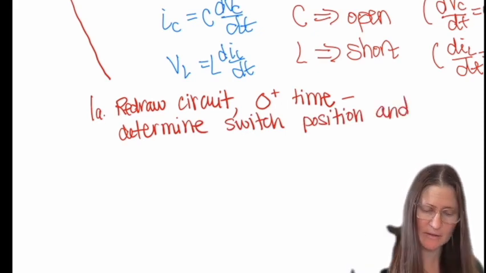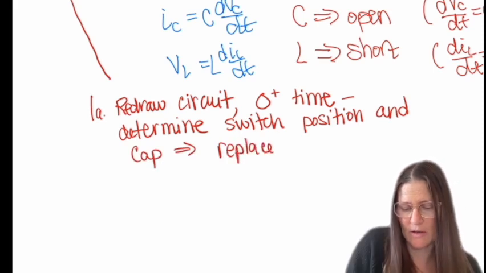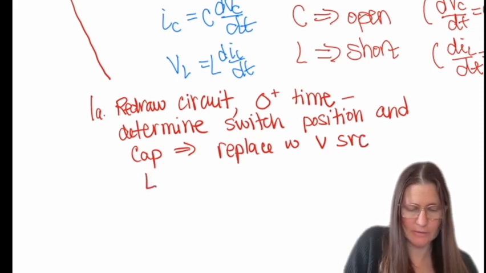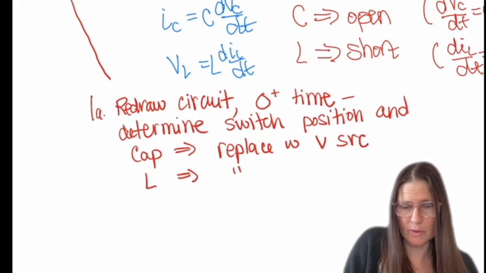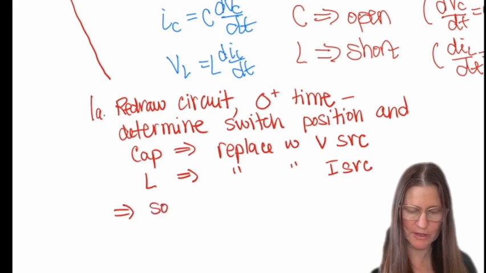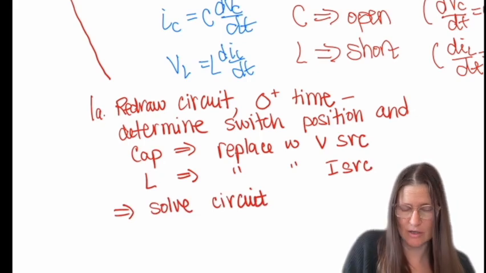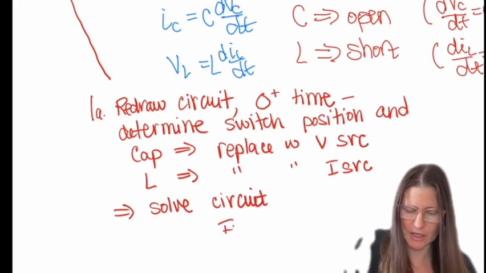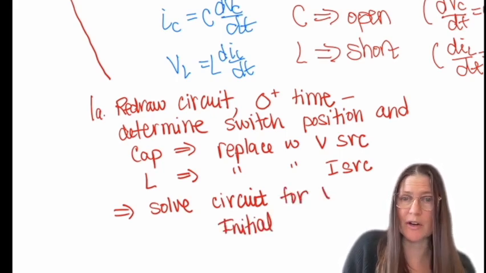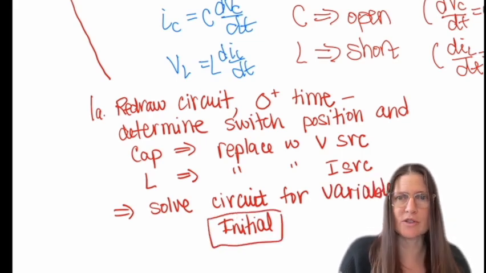And for the element, for a capacitor, you're going to replace it with a voltage source. And for an inductor, you're going to replace it with a current source. And then from this one, you're going to solve the circuit for the initial value, and this time will be your initial value. Solve the circuit for the variable that you want. And this is going to be your initial time.